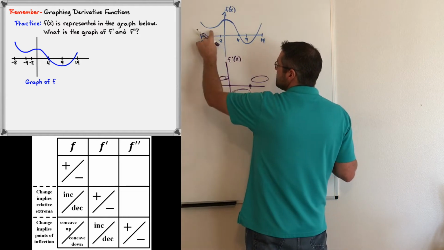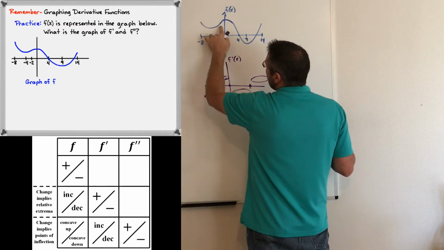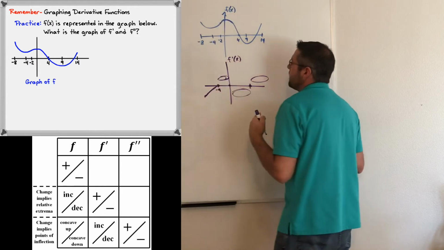And then where is it steepest from -4 to 0? Well, we can see that it's steepest at that point right there. It is climbing at the steepest rate, or at the greatest rate.